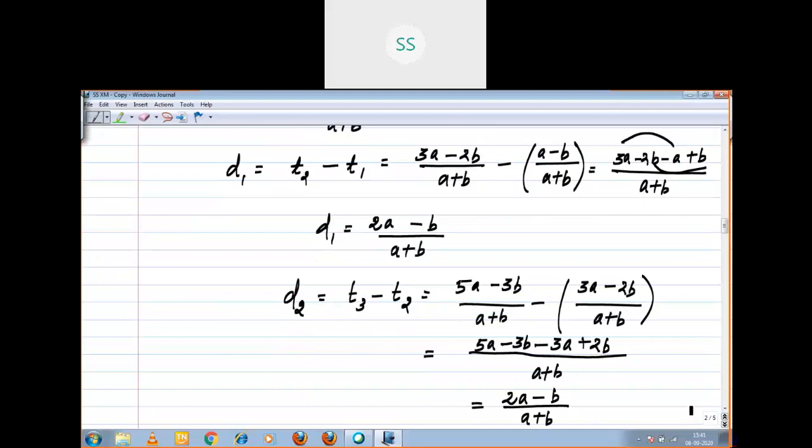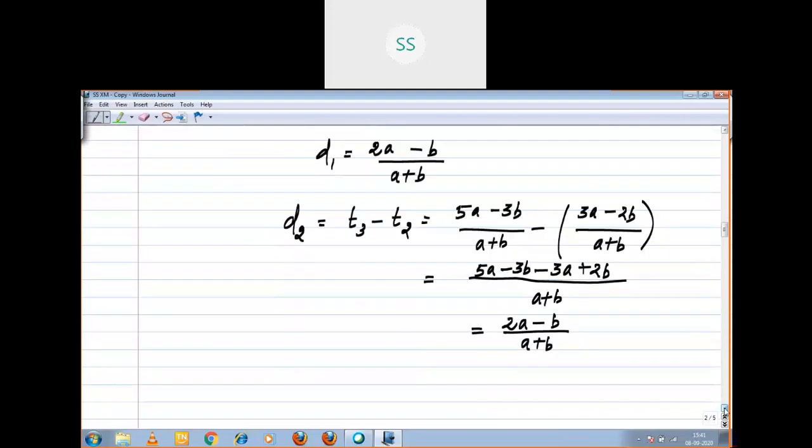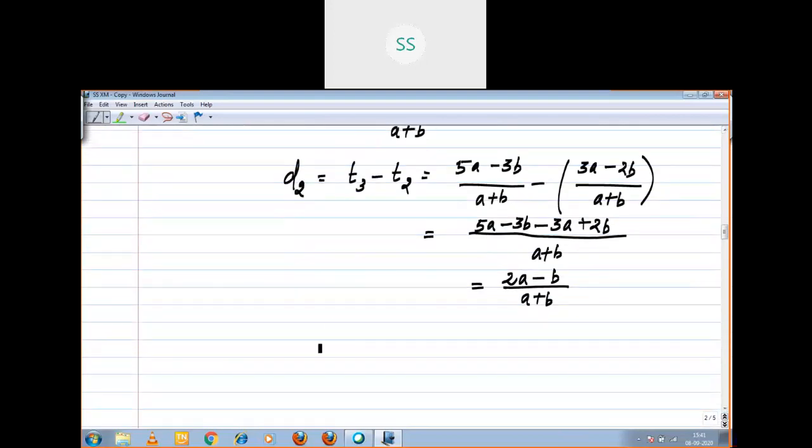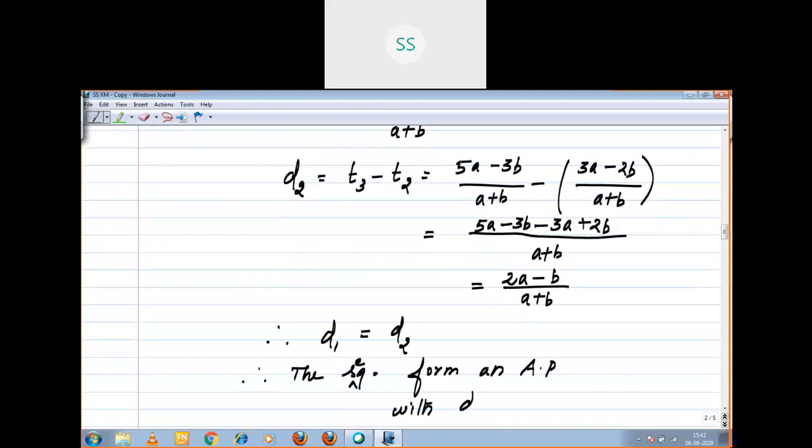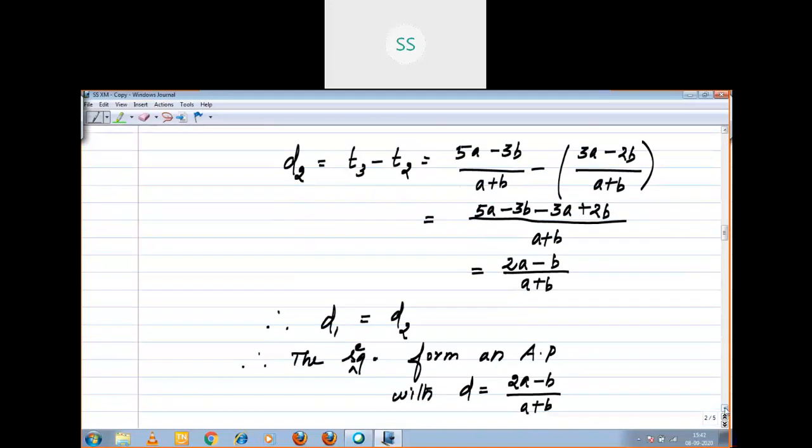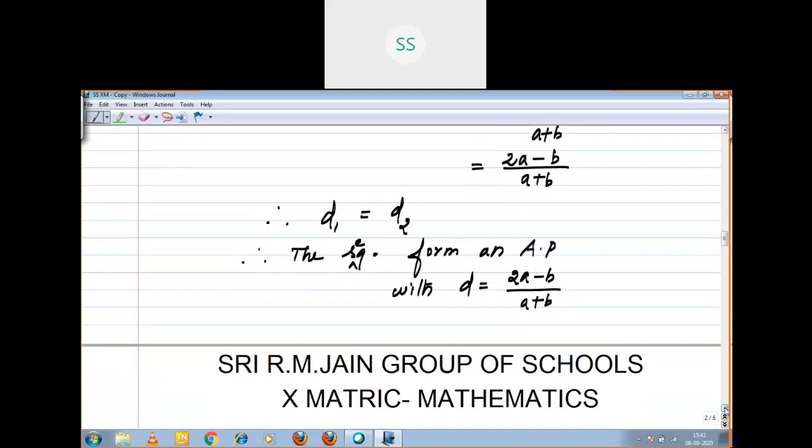See, your D1 and D2 are same. So, what is your conclusion here? D1 equal to D2. Therefore, the sequence forms an AP with common difference, what? D is equal to 2a minus b divided by a plus b. Now it is easy to find out what is S12 because n is given as 12. Right?